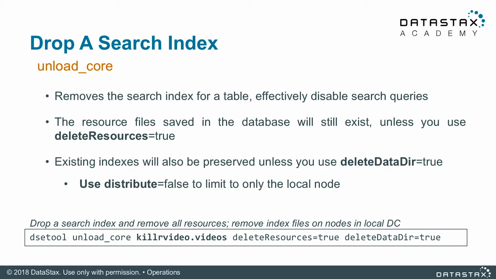If for some reason you only want to delete the index segments on the local node, you can add the distributed parameter and set it to false to do so. We'll only show one quick example here to delete a search index. Here, the killervideo.videos search index is being removed with both the resource files and index segments being deleted across all search nodes in the local data center.